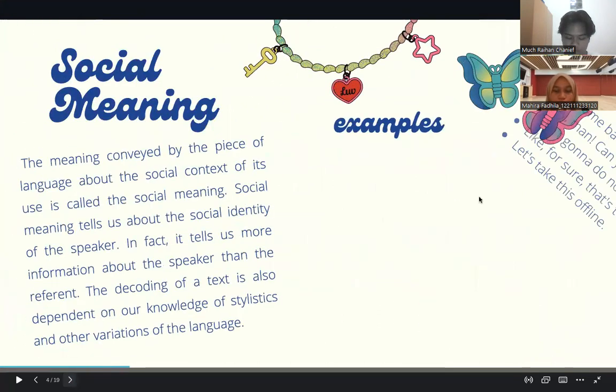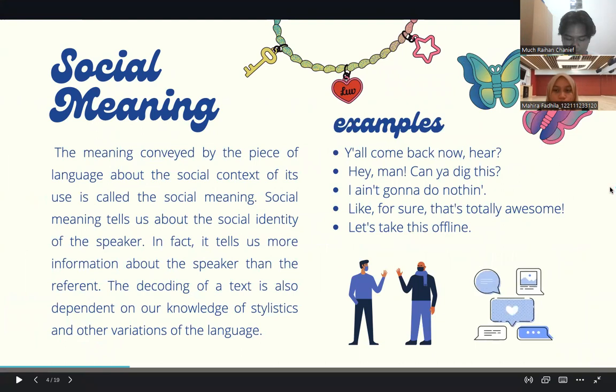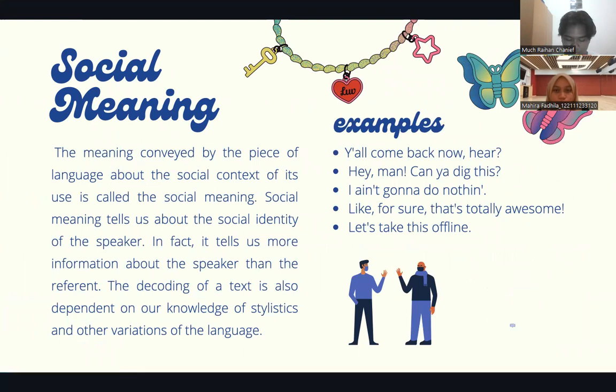Okay, the first one in pragmatics is social meaning. The meaning conveyed by a piece of language about the social context of its use is called social meaning. Social meaning tells us about the social identity of the speaker. In fact, it tells us more information about the speaker than the referent. The decoding of a text is also dependent on our knowledge of stylistics and other variations of the language. These examples below show 5 different dialects and 5 different words in different regions.